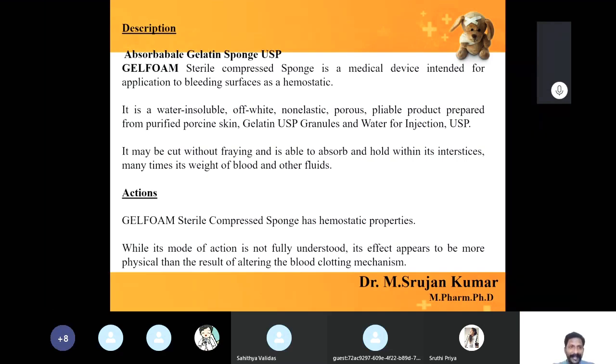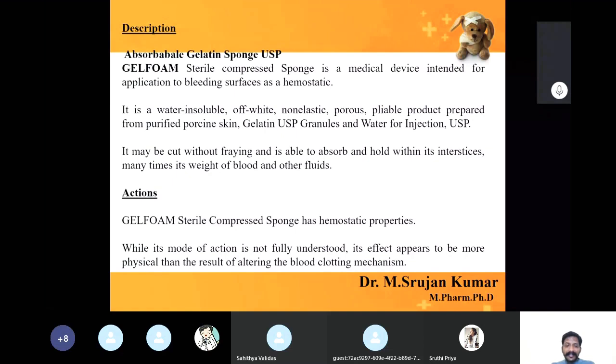Coming to the actions of absorbable gelatin sponge. This gel foam sterile compressed sponge has hemostatic properties, as I said before. What do you mean by hemostatic? It prevents blood loss, at the same time it will stop the blood loss. While its mode of action is not fully understood, they are still in clinical trials to understand its exact mode of action, but at this point it has not been fully understood.